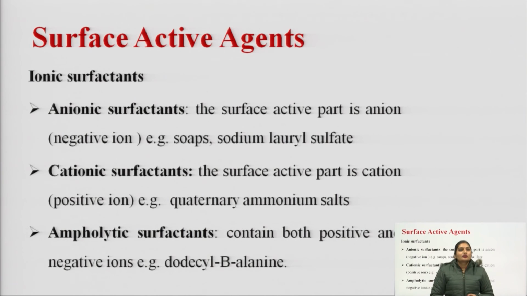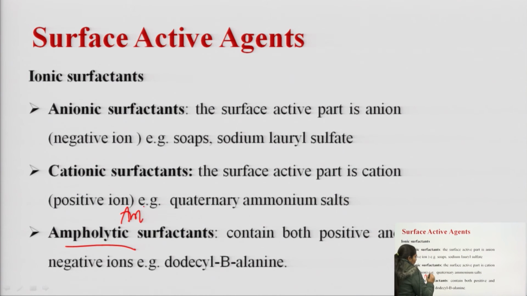Okay. So, what are ionic surfactants? Ionic surfactants have certain ions present on them. These are categorized into three classes: anionic, cationic and ampholytic or amphoteric. These ampholytics are also known as the amphoteric.